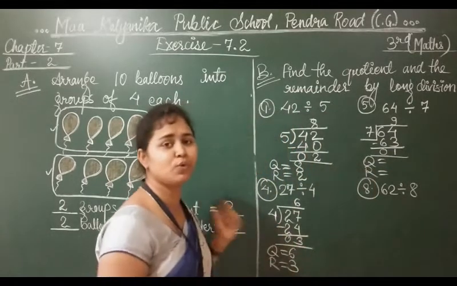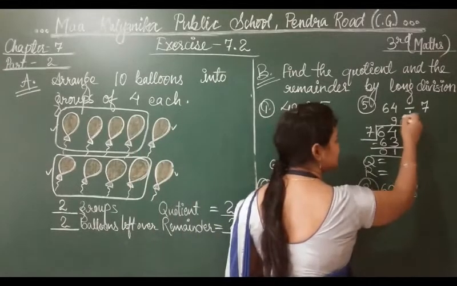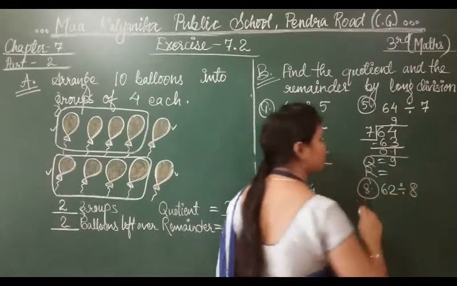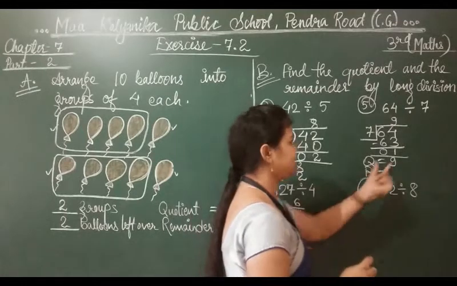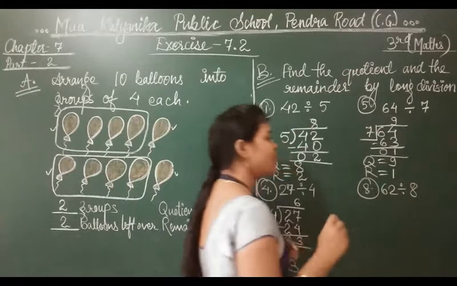Tell me what is Q? Quotient here. Yes, very good. Q is this number. This is the quotient, 9. What is the remainder? Yes, this is the remainder which is remaining at last. So 1 is the remainder.